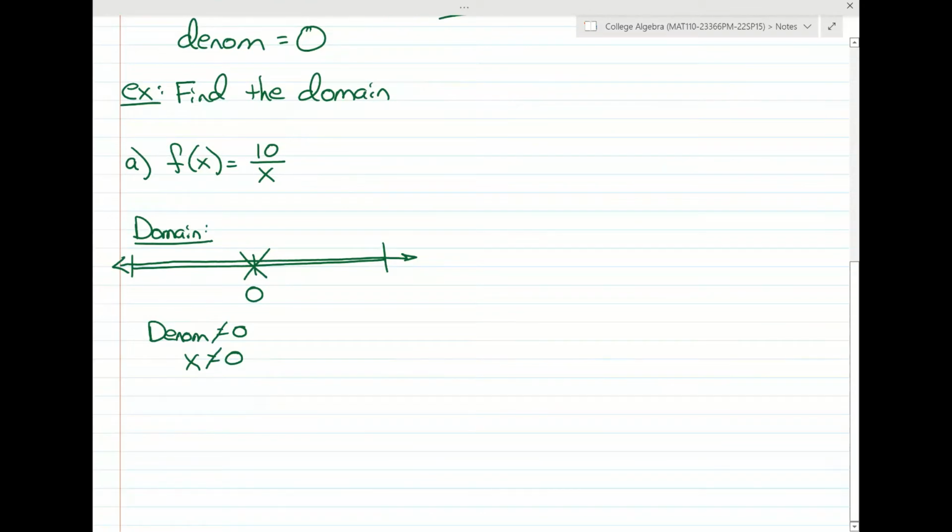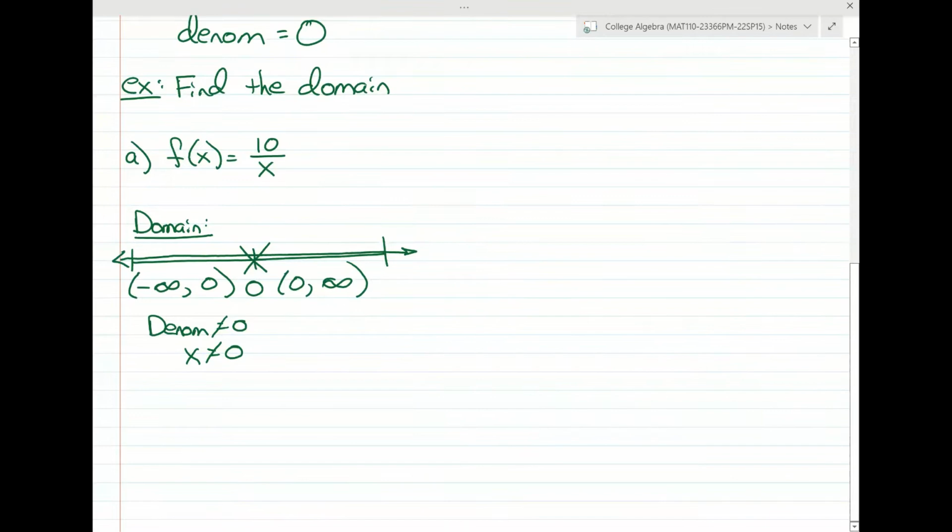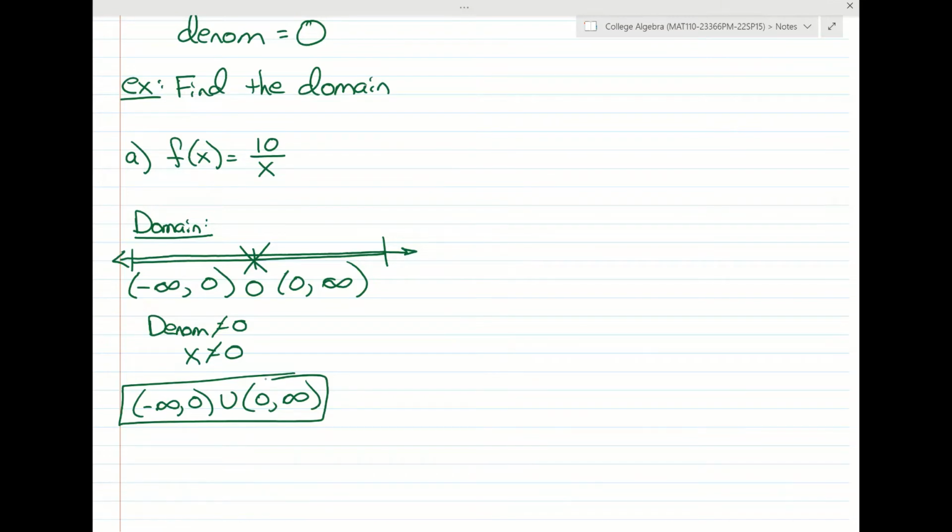So the question is, how do you write this as a domain? We could pick any number to the left of 0 up until 0, and then we could pick any number from 0 on forever. So the way that you would write this domain is you would say from negative infinity to 0 in union with 0 to positive infinity. This is called interval notation. We talked about that a little bit earlier on in the course.